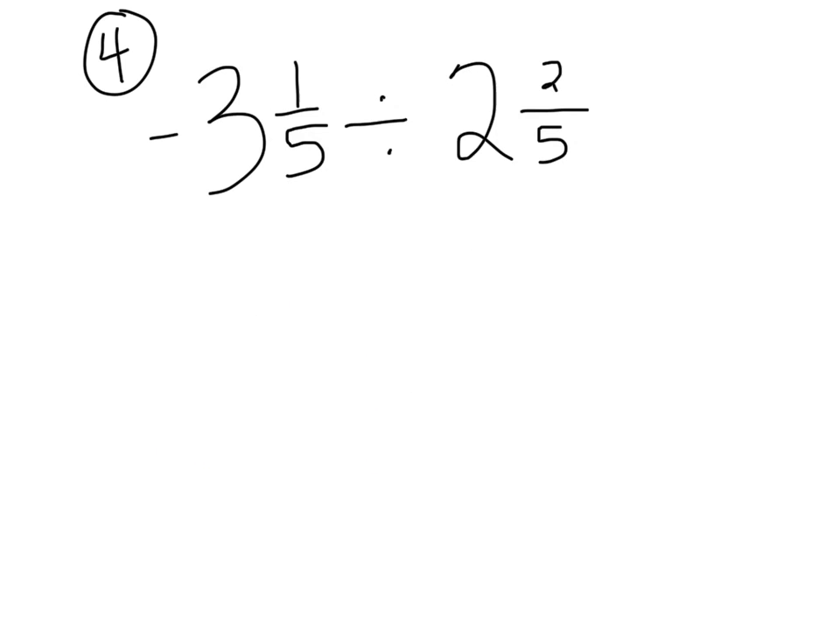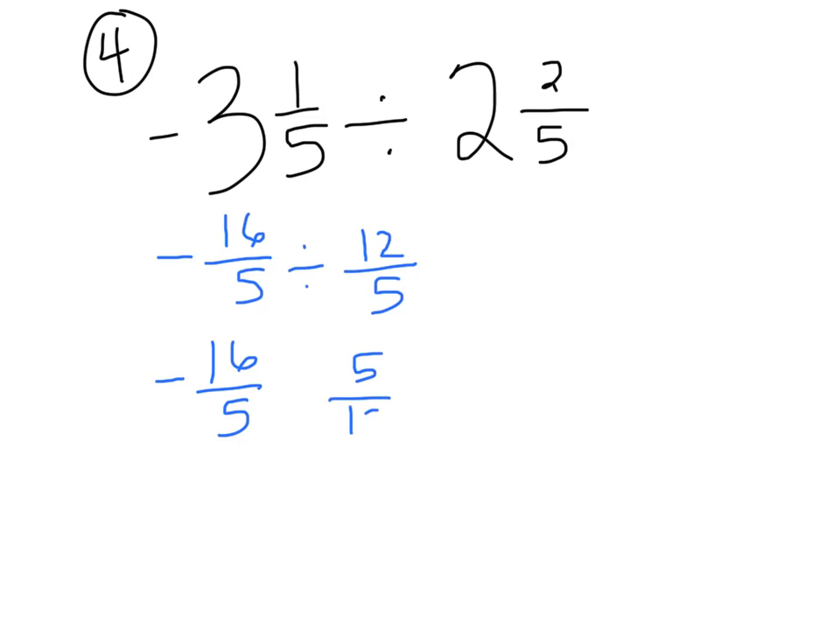Okay, my next question says -3 1/5 divided by 2 2/5. To get that answer, I need to first change them both into improper fractions from their mixed numbers. So I have -16 over 5 divided by 12 over 5. And now I do KFC. Keep the first one the same, flip the second one, and change to a multiplication problem.